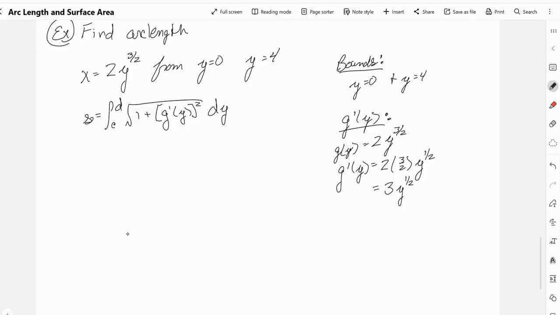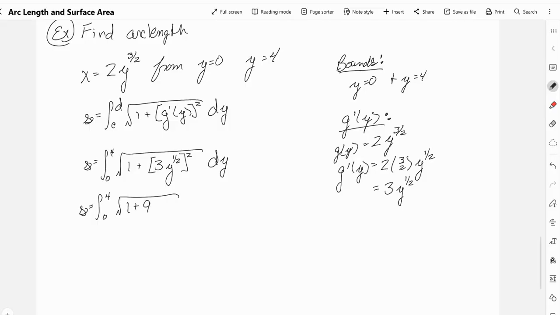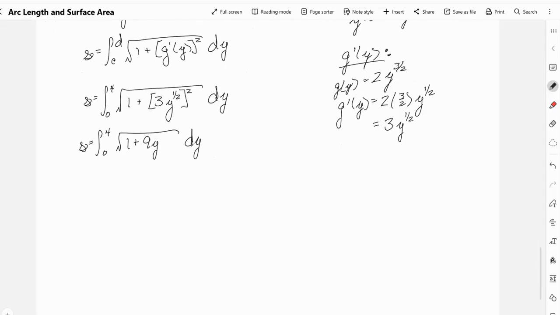So when I substitute in everything I know, I'm integrating from 0 to 4. This is the square root of 1 plus (3y to the 1/2) quantity squared. And we need to square that. This is the square root of 1 plus 9y. When I distribute that square, 3 squared is 9, and y to the 1/2 squared would be y. And this is going to require a u substitution to help us integrate. So I'm going to go ahead and just perform the integration here.